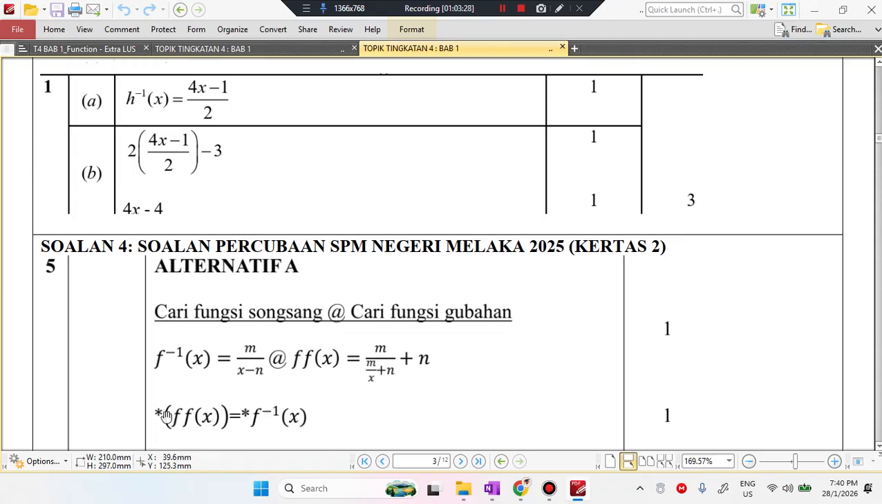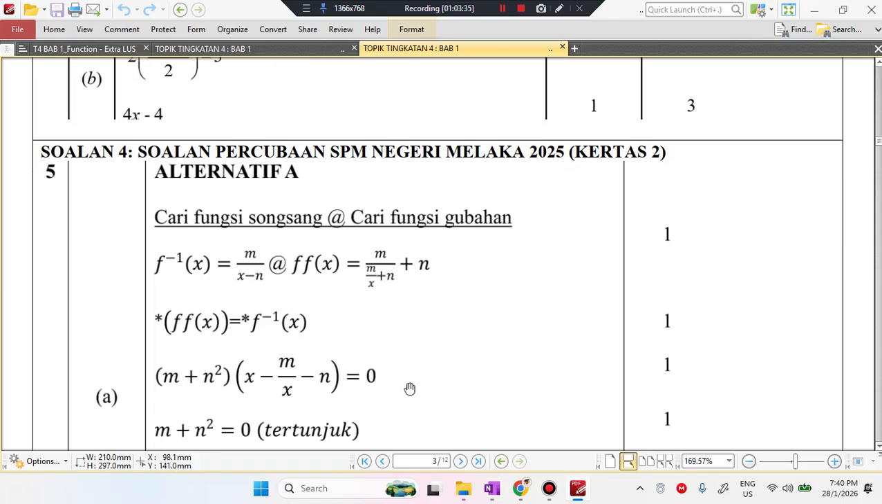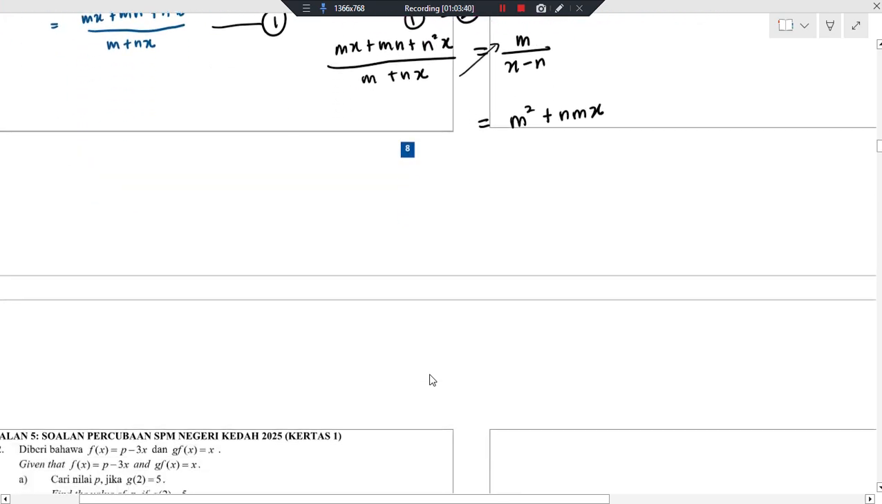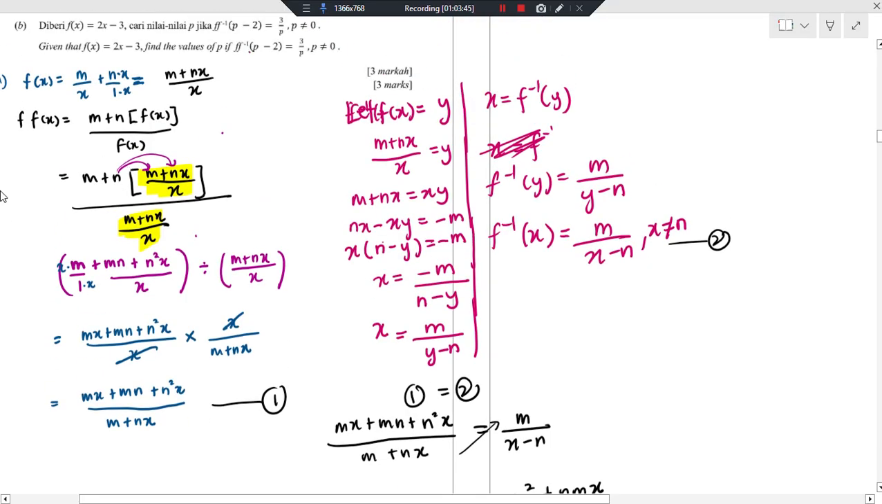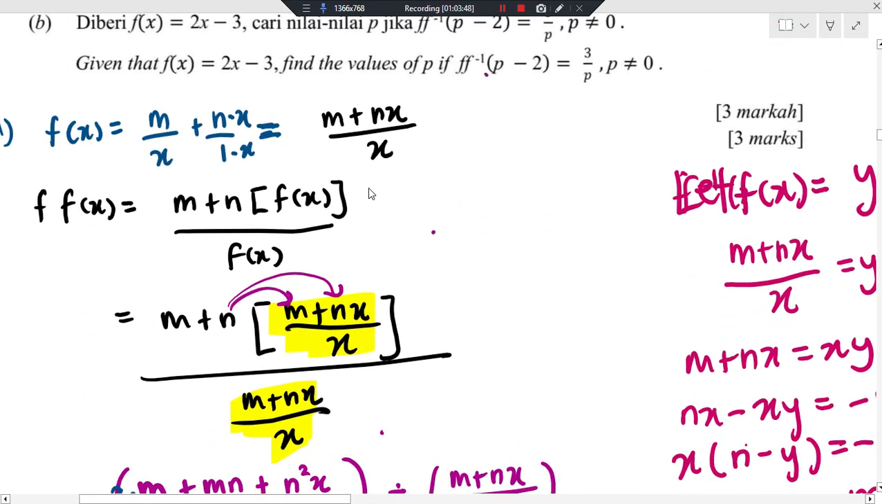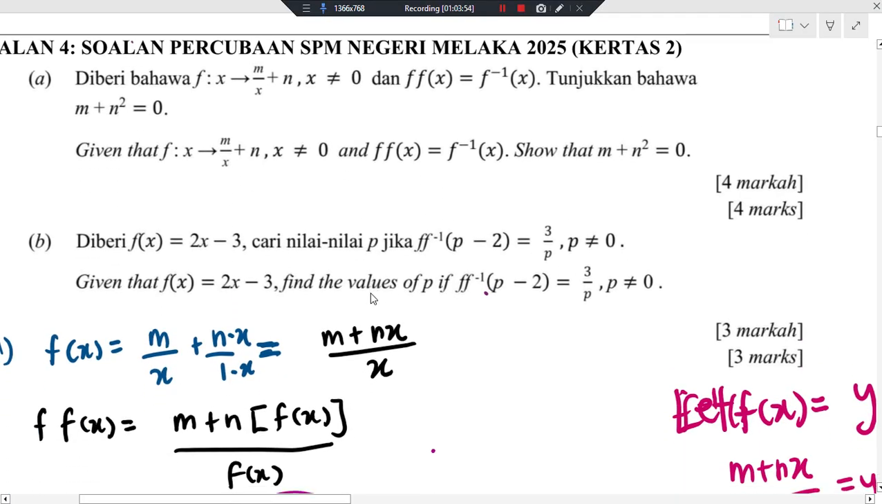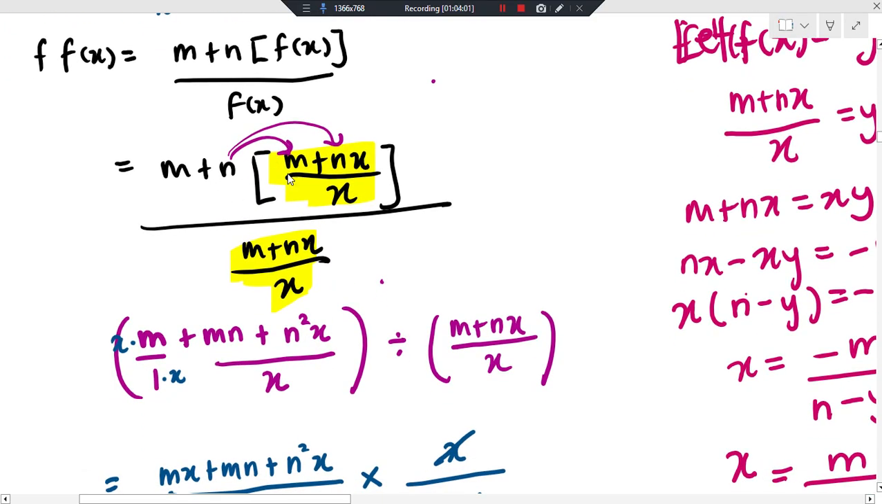But then, okay, let us see whether we did make any mistake or not before we conclude. Okay, mx plus n, so dia akan jadi m plus nx over x. Okay, m plus nx over x. Okay, and mx plus n square x over x. Jadi kita akan jadi mx over x. Ayo, n square x. X m plus x potong, dia akan jadi macam ni lah. Okay, betul-betul benda ni. Yang ni dia punya inverse kan.